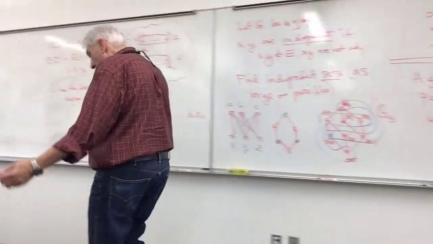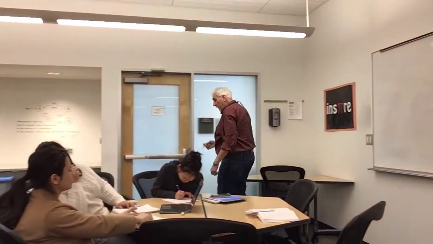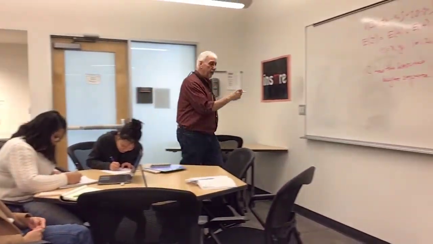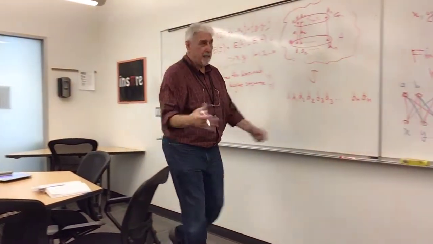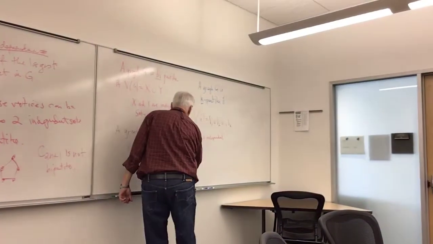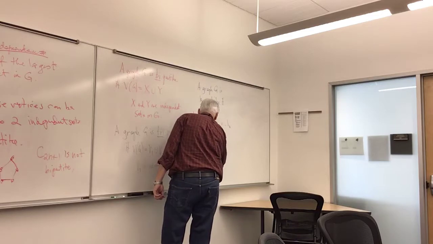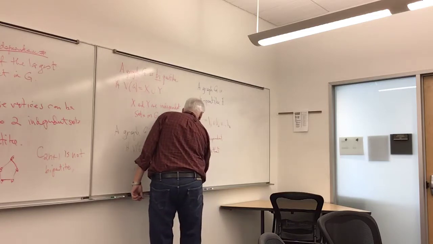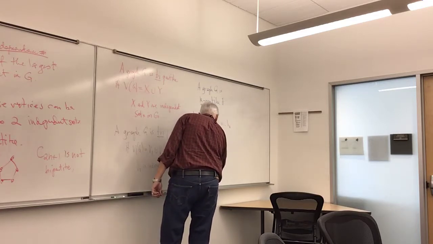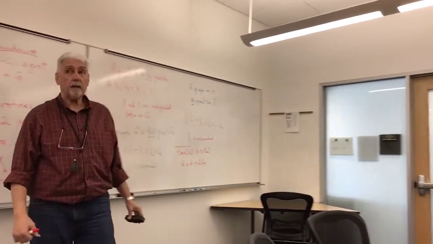Now, if I take any graph on n vertices, I can make each vertex a set of independent vertices. So any graph on n vertices is n-partite. It's not very interesting. We often want to find the smallest k so that G is k-partite. Okay, we want to find the smallest k. Okay?